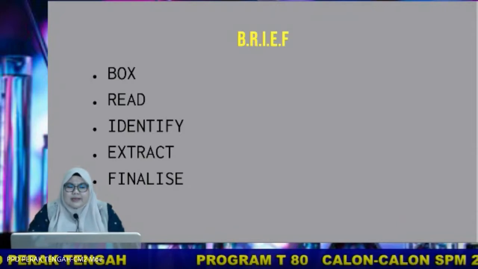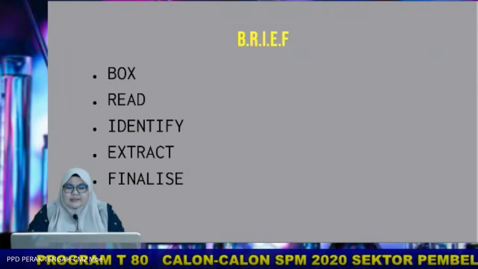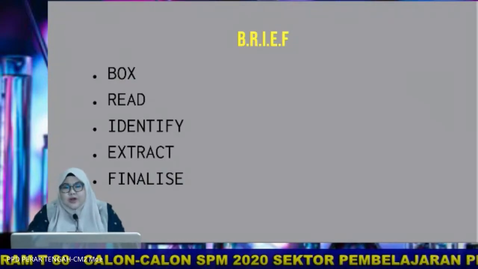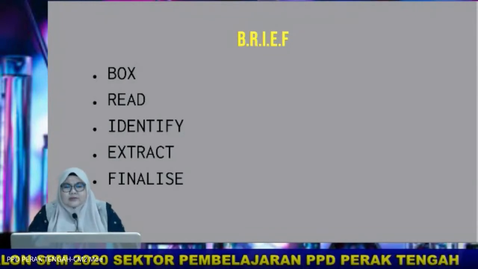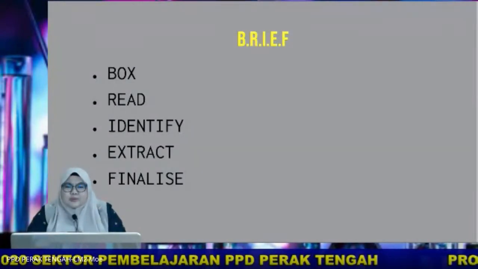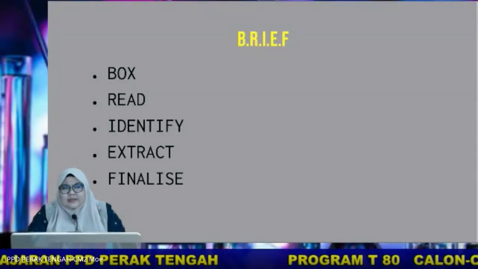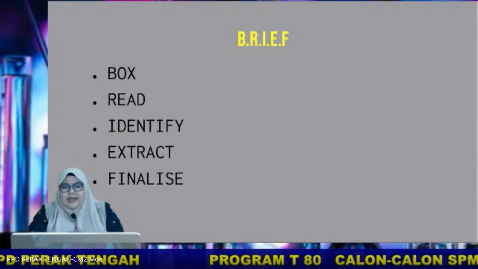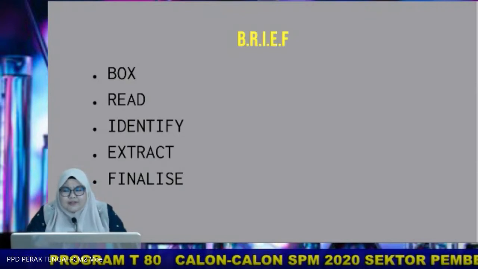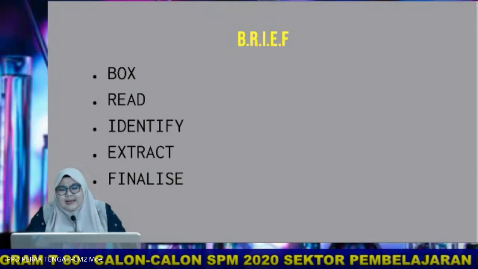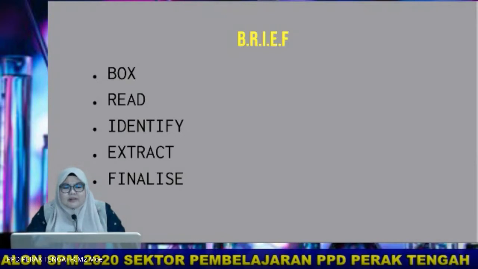The third one is I, identify. Identify the main points and the supporting details. So you have to differentiate them. The important thing is to identify the main points to put as your content points. That's why we have E, extract the supporting details. And F, we have finalize. Finalize your summary, read again. You have to read again to make sure that you don't miss any content points and to make sure that you get enough number of words.